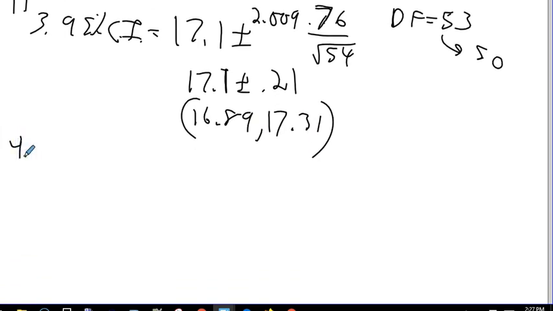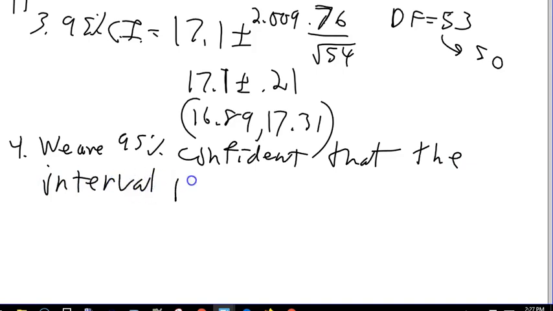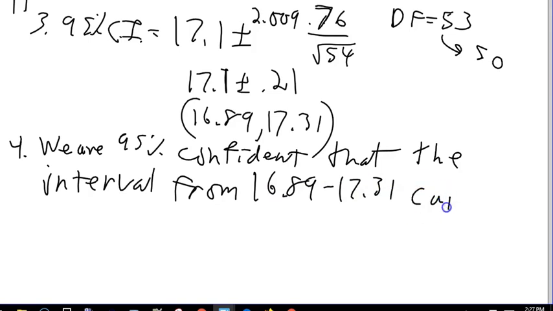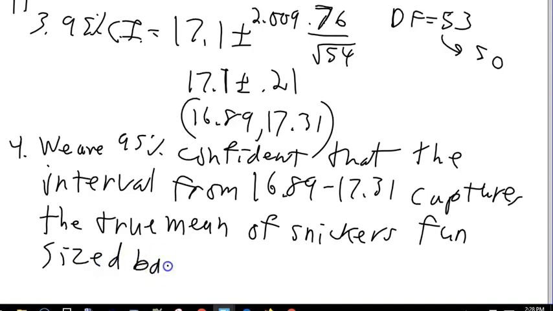Number 4 is our statement. Very simple statement. We are 95% confident that the interval from 16.89 to 17.31 captures, and then you just fill in what we wrote at the beginning, the true mean of Snickers fun size bars. That's it.